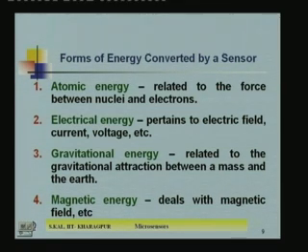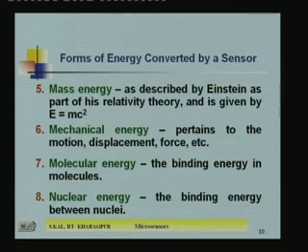Gravitational energy is related to the gravitational attraction between a mass and the earth. Similarly, magnetic energy deals with magnetic field. So, other forms of energy are mass energy, mechanical energy, molecular energy and nuclear energy. So, mass energy is described by Einstein, and you know if mass is m, so energy equivalent of m is mc square, where c is the velocity of light. This is a famous Einstein equation, E equal to mc square.